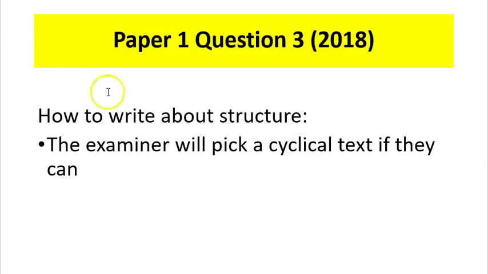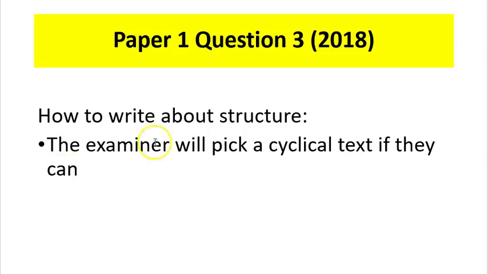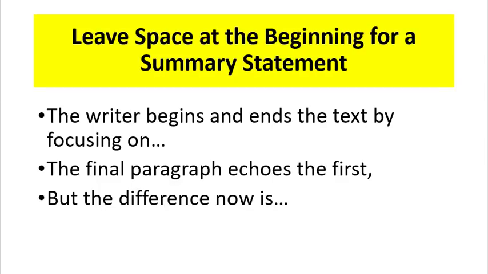Well, why have they done that? It's because of that third bullet point, which really means always write about the ending. So the examiners have to give you something interesting at the end to write about. And it's not just interesting, it has to be interesting in a structural way. And the easiest way to do that is to pick an ending that refers back to something at the beginning. So my prediction is this will always happen and you should always look for something cyclical. Okay.